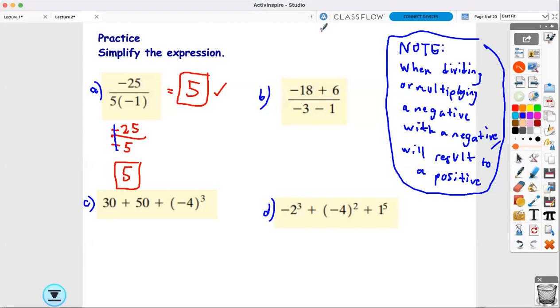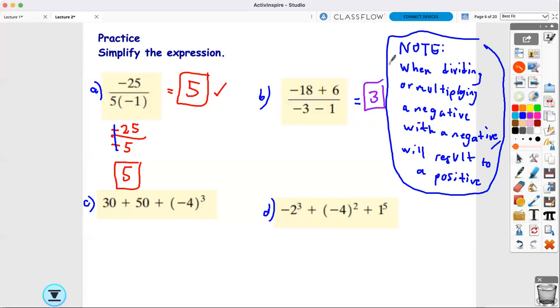Anyone would like to share their answer for B? On the count of 3, everyone put it on the chat for B. 3, 2, 1. Enter. What'd y'all get? Excellent, guys. I see 3s and I see a 1, 6. So let's check it out. All right. Let's see how we did.